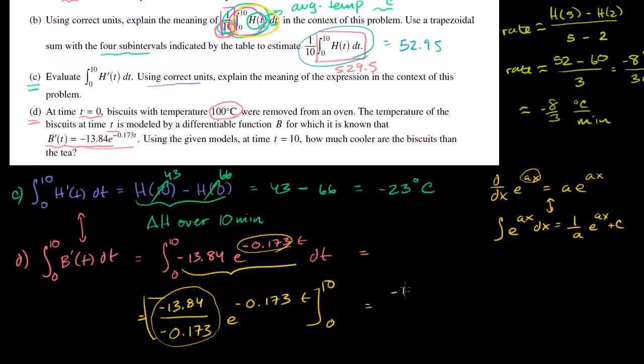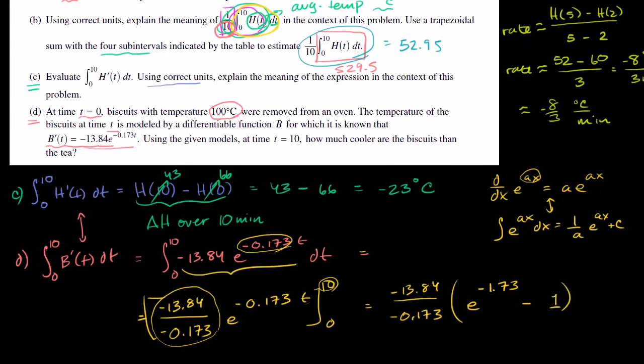So it's going to be negative 13.84 over negative 0.173 times this evaluated at when t is 10. So e to the, if we multiply this times 10, this is negative 1.73. That's when I evaluated at 10. And from that, we want to subtract when this is evaluated at 0. If t is 0, the whole exponent is 0. So e to the 0 power is just equal to 1.